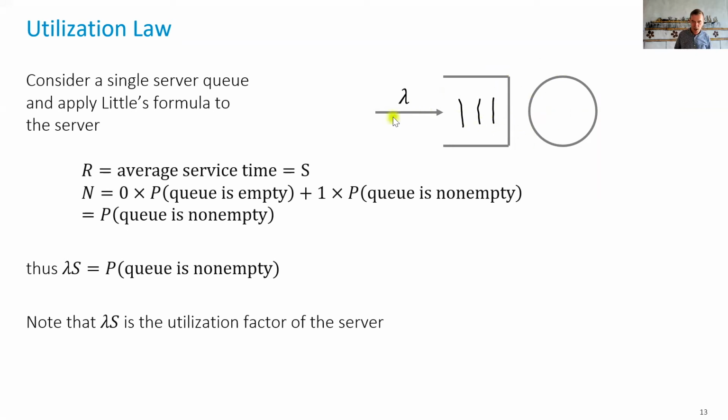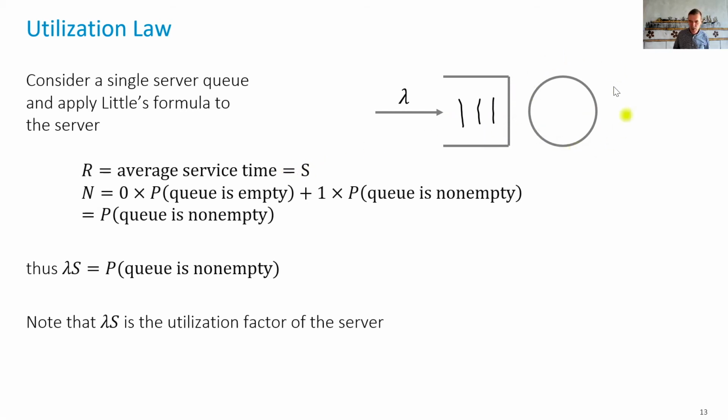Now let me apply Little's formula to just the server part of the queue. I break this queuing system into 2, a subsystem which is the buffer, possibly empty, and another system which is the server. And I apply Little's formula to the server only. Then what is the average response time in the server? Well, that's exactly what is called the service time. How much time, on average, a job spends being served. So that's what is classically called S.